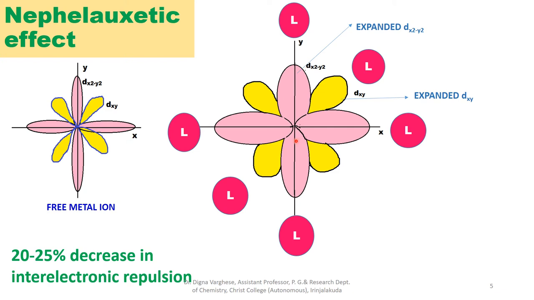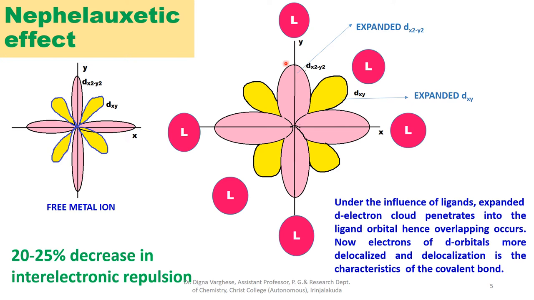Under the influence of the ligands, the expanded d electron cloud penetrates into the ligand orbital, hence overlapping occurs. Now the electrons of the d orbitals are more delocalized. In these orbitals, the electrons are more delocalized, and delocalization is also a characteristic of the covalent bond.